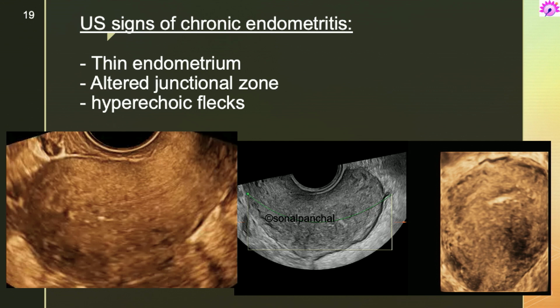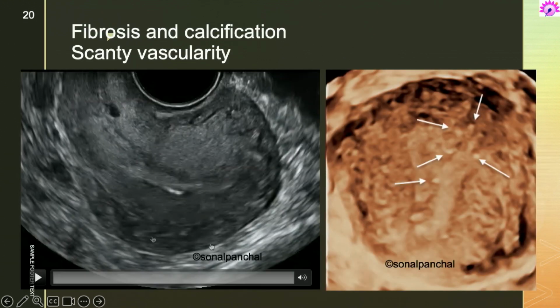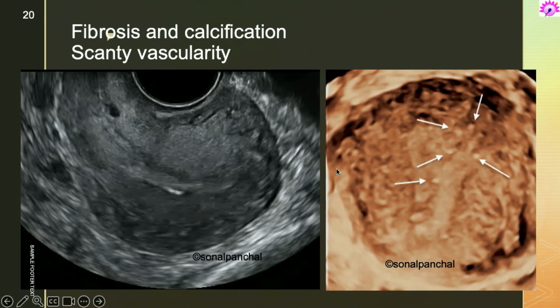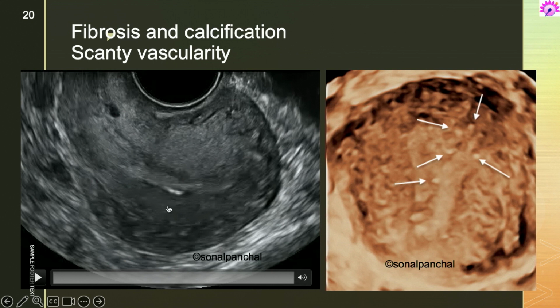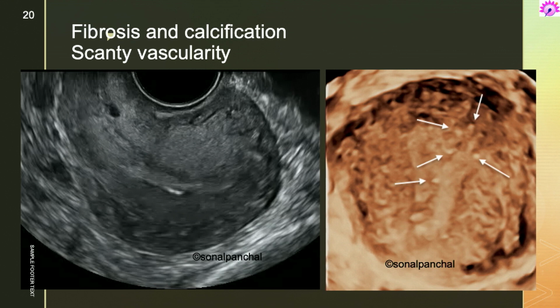Coming to chronic endometritis, there is thin endometrium with altered junctional zone, which may be irregular most of the time. There may be hyperechoic flecks in the endometrium. There may be hyperechoic flecks in the endomyometrial junction. Sometimes you may also see hyperechoic flecks in the myometrium. If you put on a Doppler, there will be scanty vascularity not only in the endometrium but also in the subendometrium.